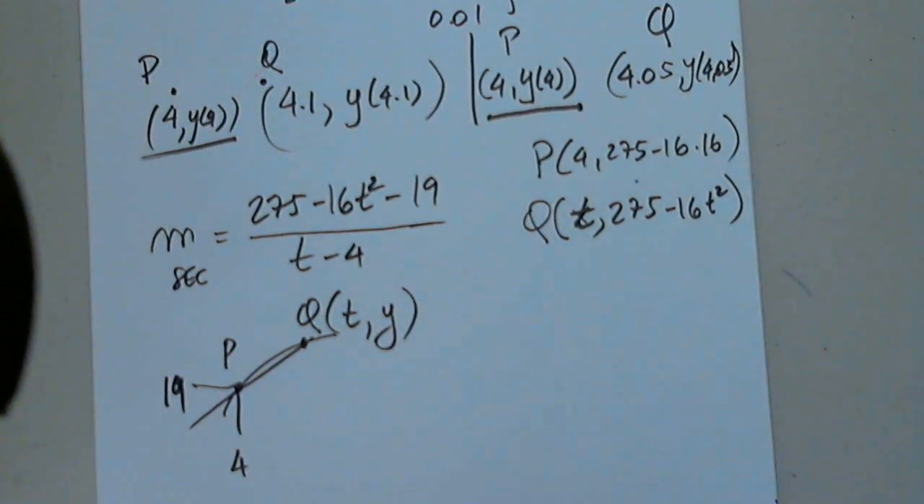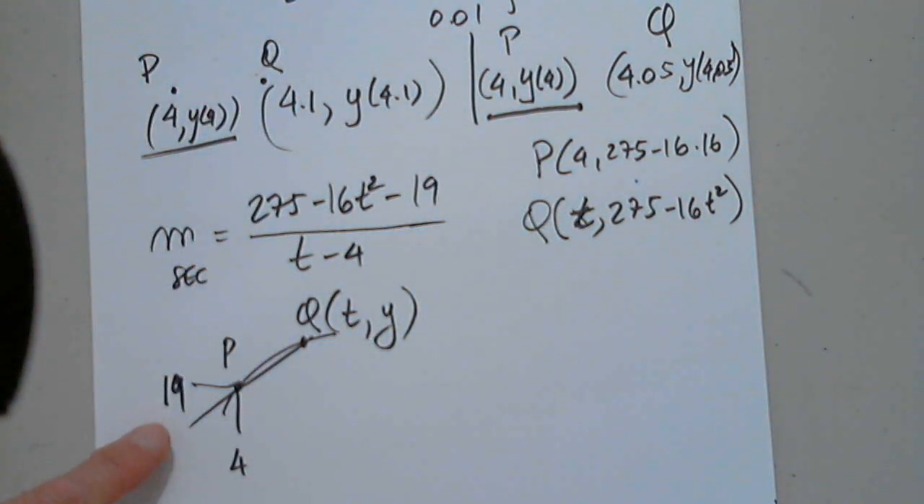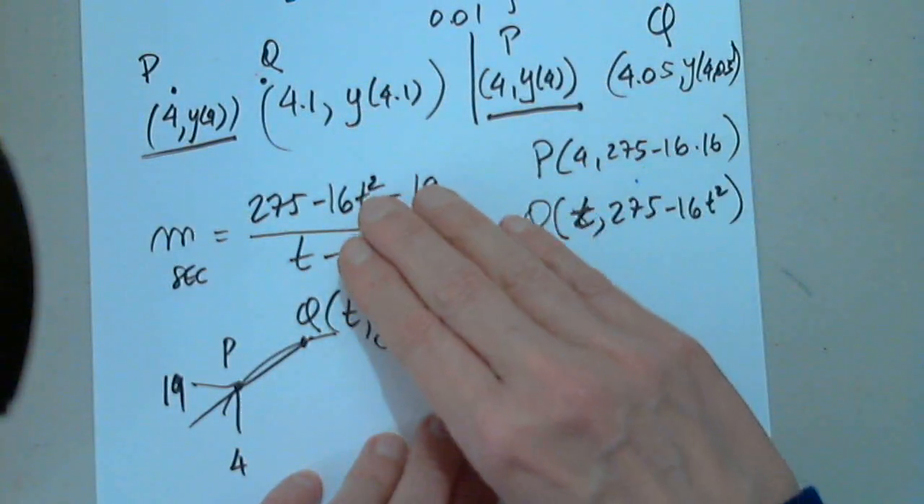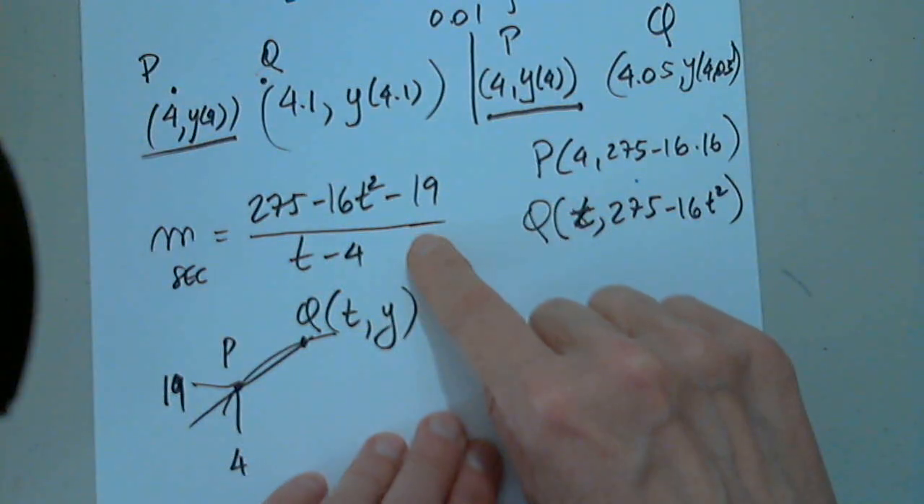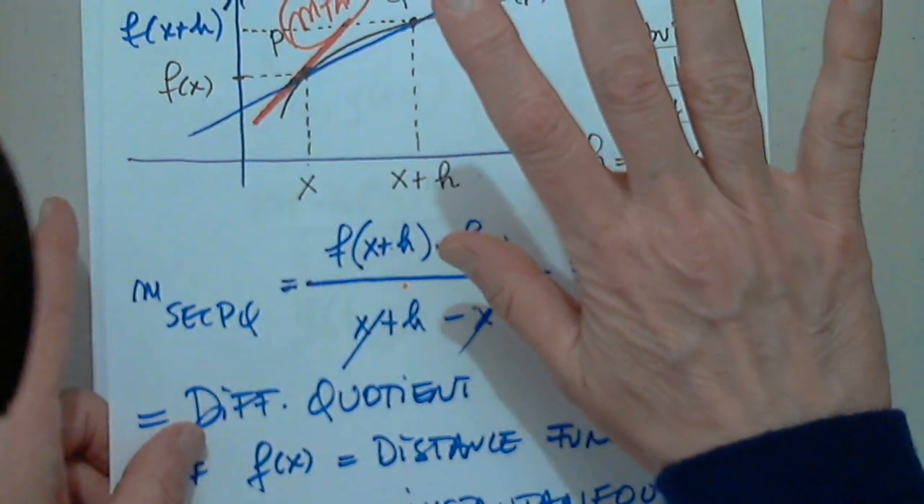I wanted to make sure. I believe the question was, how did we get the 19? And then I believe the next logical step would be, why is the 19 there in our formula, 275 minus 16t squared minus 19? So the first question was clear. The answer was 19, and we understand that. So now you're asking this. Is that the second question? Yes. Okay. Hold on.